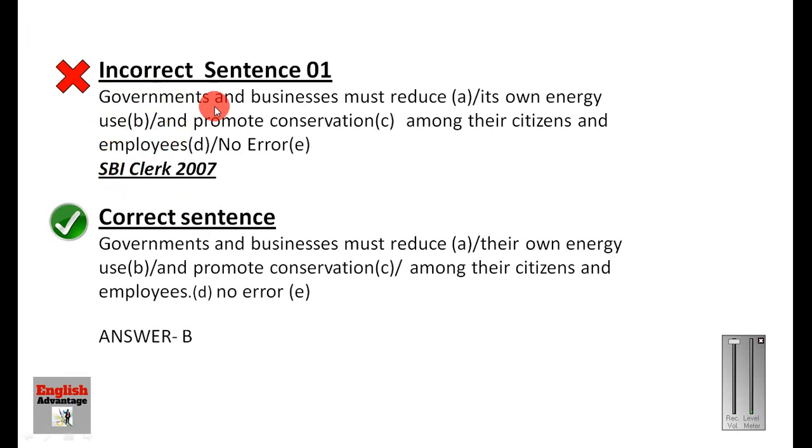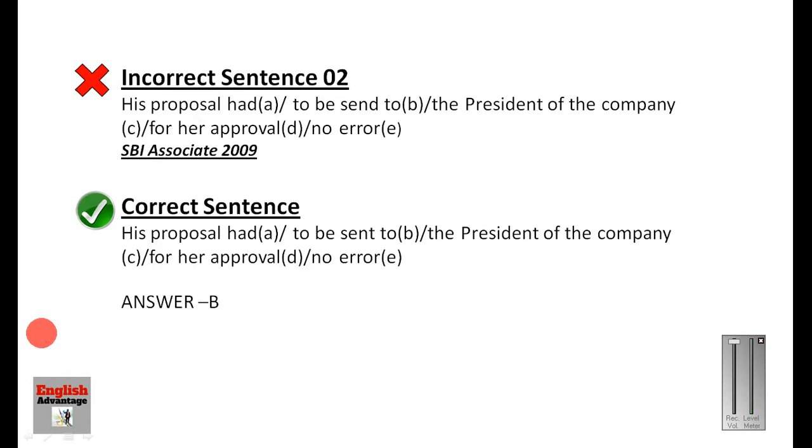This is the first part: government and businesses must reduce. There are two nouns here, so its should be replaced by their. It should not be its, but their, because there are two nouns, government and businesses. Accordingly the pronoun should be their. So this is the error here, and the answer is B. Now let us see the next question.